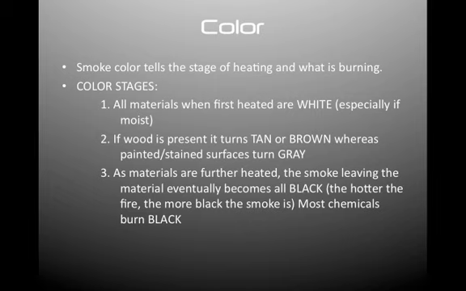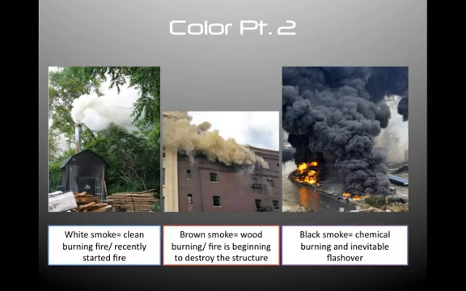Color. Smoke color tells you the stage of heating and what is burning. This is important for a visual development artist or illustrator who wants to show a certain time of the fire. Usually at the very birth of a fire, smoke is generally white, especially if water is present. And if wood is present, it usually turns brownish or tannish. And as materials are further heated, it eventually turns black, especially if there are many chemicals, like plastic.